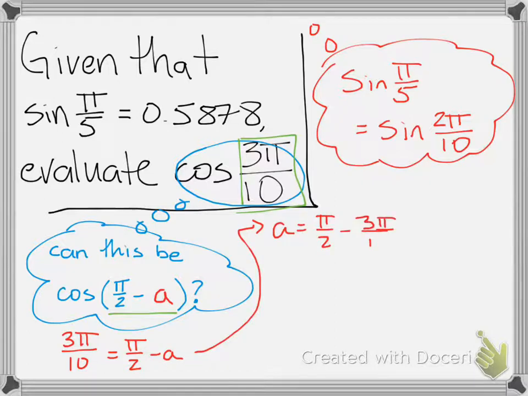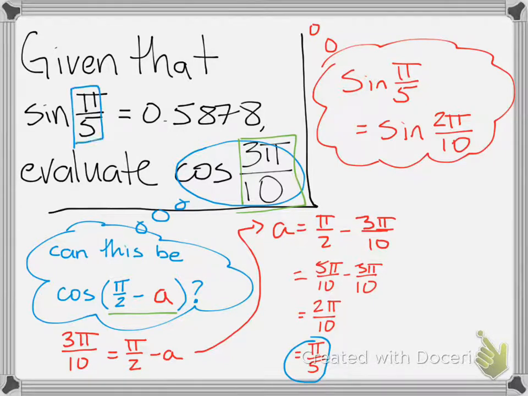So a is equal to pi by 2 minus 3 pi by 10. So equivalent fraction, common denominator, that's 5 pi by 10 minus 3 pi by 10, which is 2 pi by 10, which is pi by 5. Okay? And that's exciting because we've got pi by 5 here and we've got pi by 5 here.